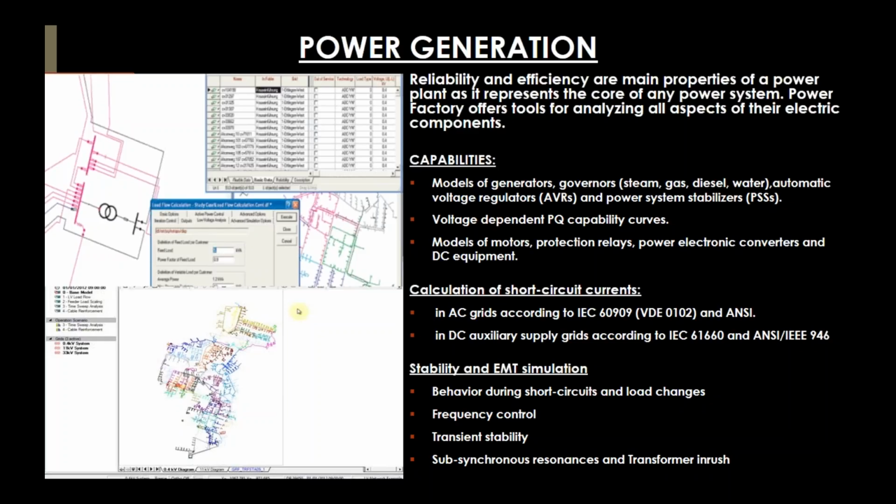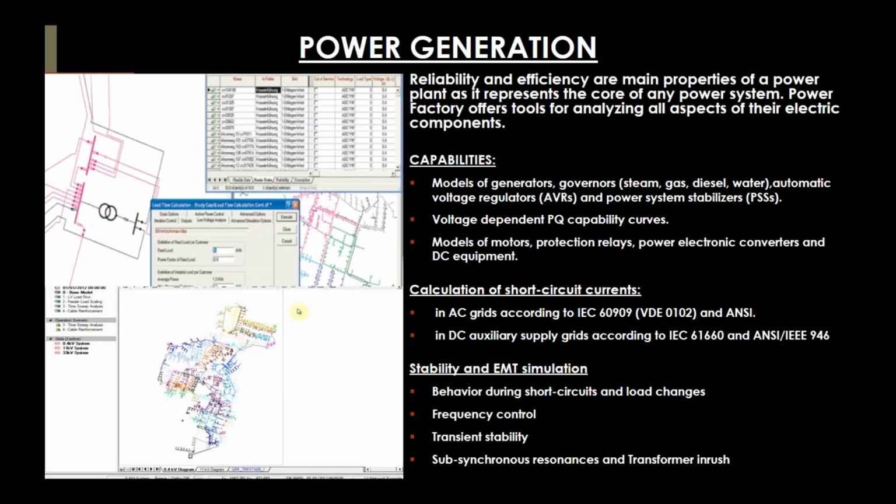IEC standards are basically European standards. VDE standards are Germany based standardization of equipment and different norms of calculations. ANSI standards are American standards of calculations and analysis. DC auxiliary supply grids are covered according to IEC standard 61660 and ANSI IEEE based standards.